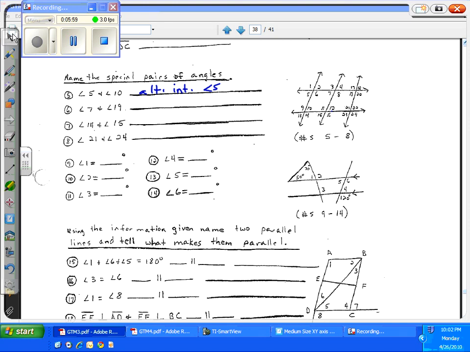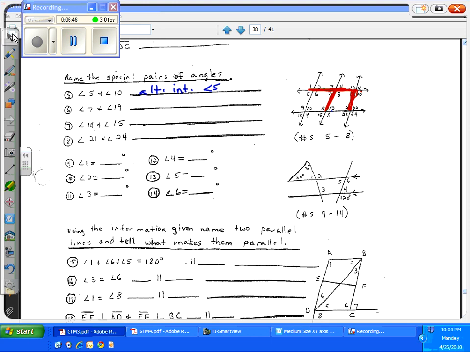Angle 7 and angle 19. So we're going to find the vertex of angle 7, draw to another spot and stop, draw to another spot and stop. Angle 19, find its vertex. Angle 19 is kind of trying to hide from us here. It's this angle right here. Go to there, down to here, a little bit off here. When you put those together, they make the letter F. F's are corresponding.